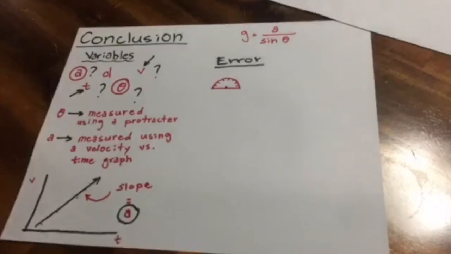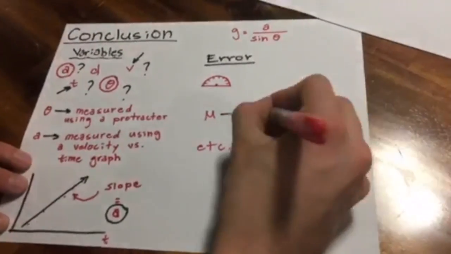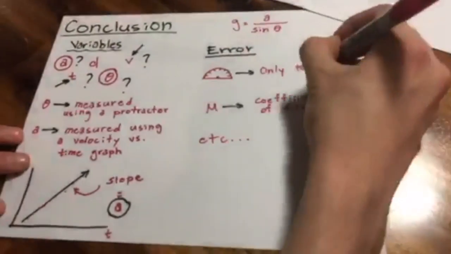Our possible sources of error came from either the protractor or the coefficient of friction, which is mu, while our protractor only measured to 1 degree.